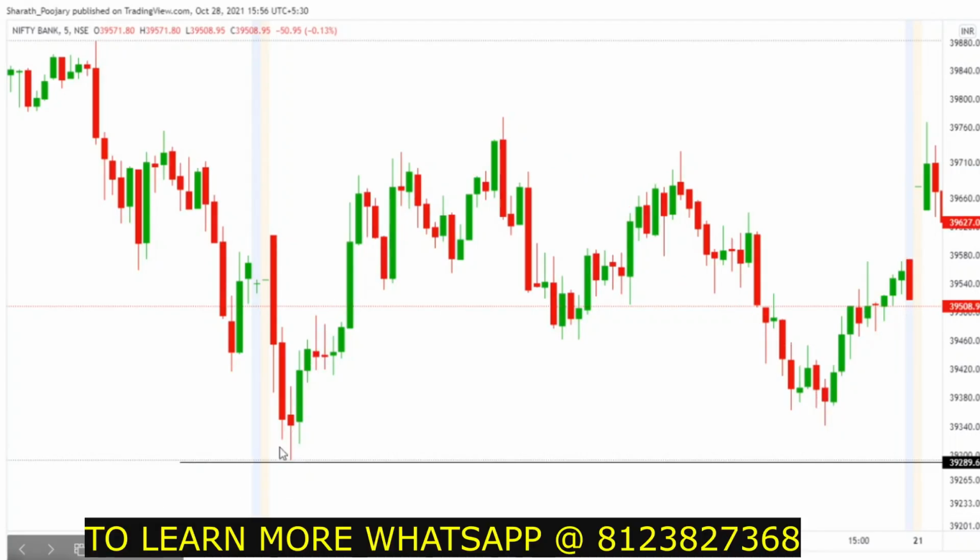At this point, if you had drawn a zone, it would be very helpful for you to book your profit. If you entered somewhere here, you would have booked your profit at this point. Let us see the chart.